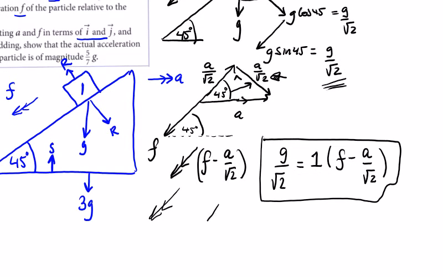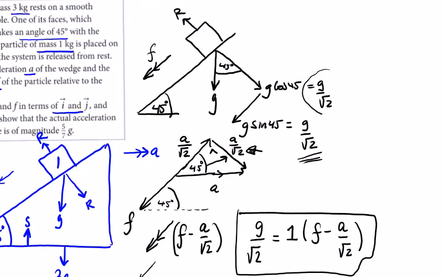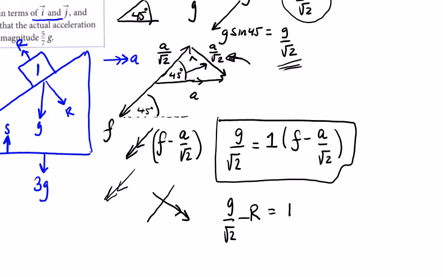We resolve it perpendicular to the slope. What have we got going on perpendicular? Well, we have this g over root 2, and we have the R. So g over root 2 minus R, we're going down into the block, is equal to m1 times the acceleration, which we said was there, look, A over root 2. So now we need to use the wedge to get an equation for R.